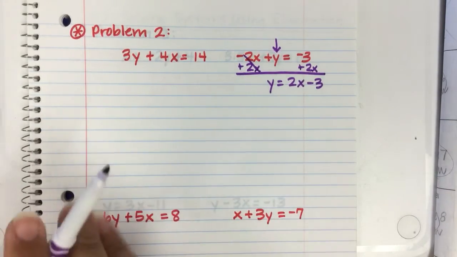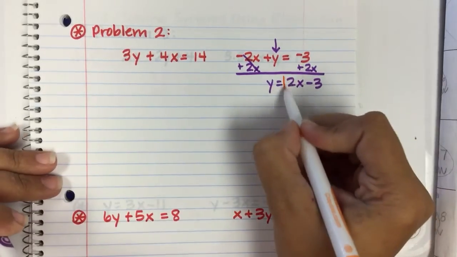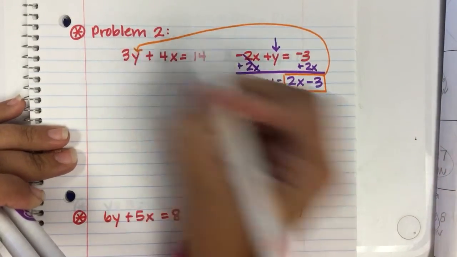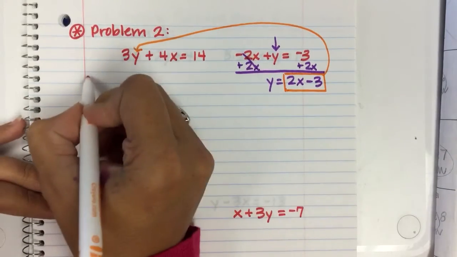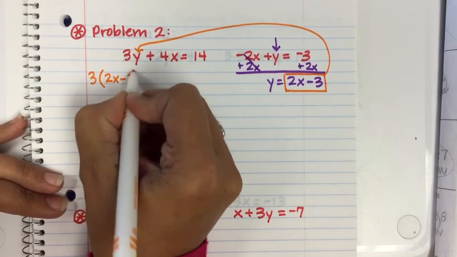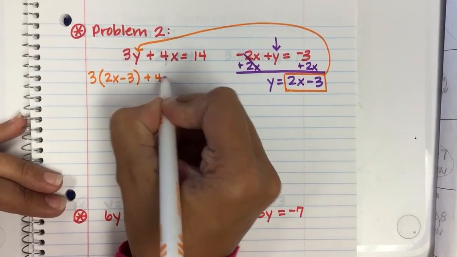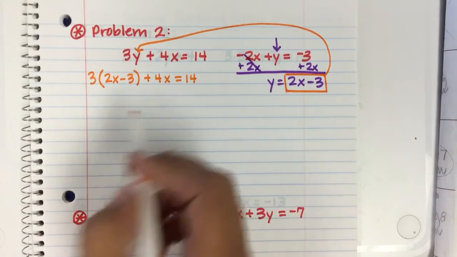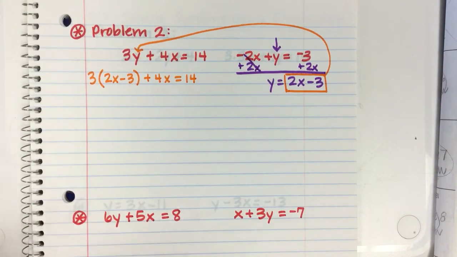All right, so now that I know y is 2x minus 3, I'm going to take what y is and plug it here in the place of y. So I'm going to say 3 times y, which is 2x minus 3, plus 4x is equal to 14. All right, now I'm going to solve this for x.